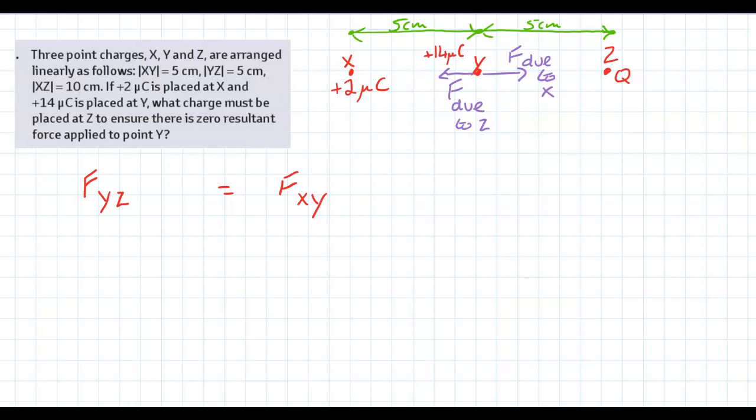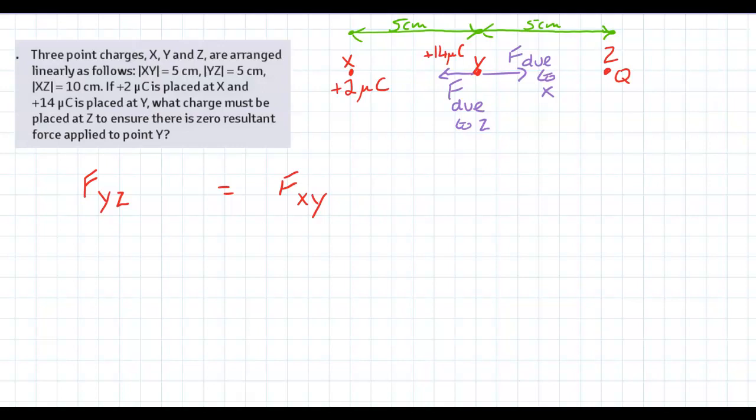You were told that you have to work out what the charge on Z is, and it must be of the correct size that it cancels out the force that Y already feels from X. So X and Y are both positive charges. So X is basically pushing Y over this way. So that's what this is: F, the force on Y due to X.